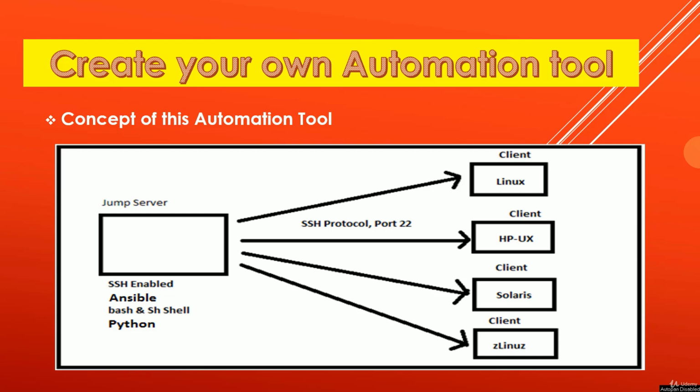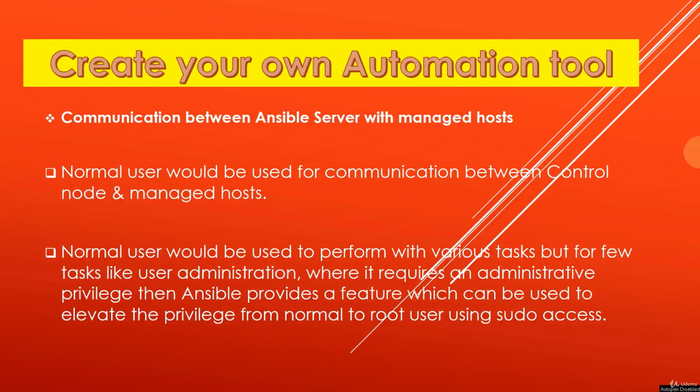So you need to talk to the respective team or firewall team to make the port open, so that the communication between your jump server and the clients is open via SSH. This is the minimum requirement for this tool. And for the communication between the Ansible server and managed host, Ansible server is your jump server. The normal user would be used for communication between control node and managed host, and to perform various tasks.